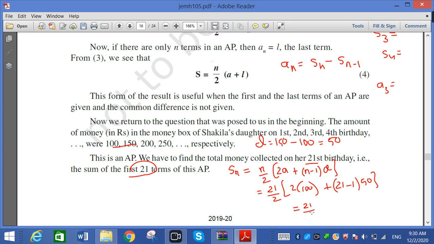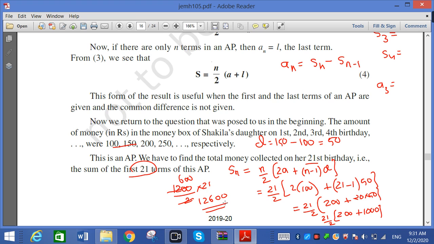So 21 by 2, 200, 21 minus 1, that is 20, 20 into 50. So 200 plus 1000 and 21 by 2. So 1000 plus 200, that is 1200, divided by 2 into 21. So here it is 600. 21 6 are 126 and 2 0.